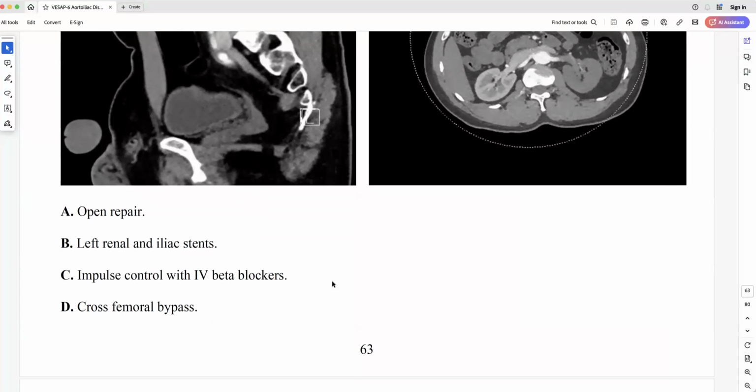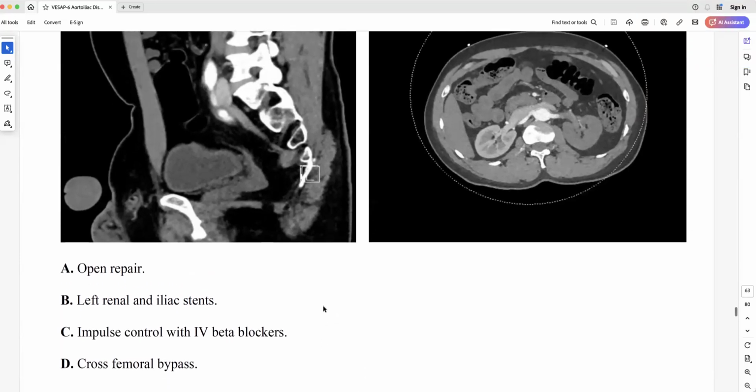A. Open repair. B. Left renal and iliac stent. C. Impulse control with IV beta blocker. D. Cross femoral bypass. There is no E. This is a next step question though. So, impulse control with IV beta blocker? Yes.